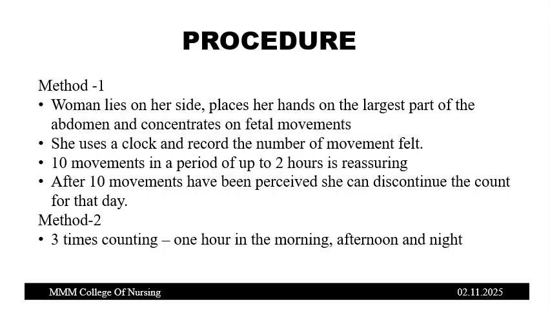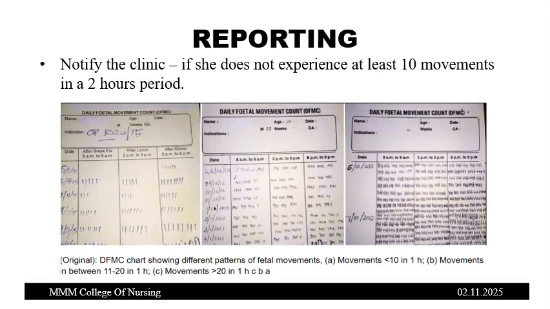Method 2, where we will count 3 times a day. That is 1 hour in the morning, 1 hour in the afternoon, and 1 hour in the night. So these are the two methods. Now we'll see the interpretation, how to do the reporting. Notify the clinic if she does not experience at least 10 movements in a 2-hour period.